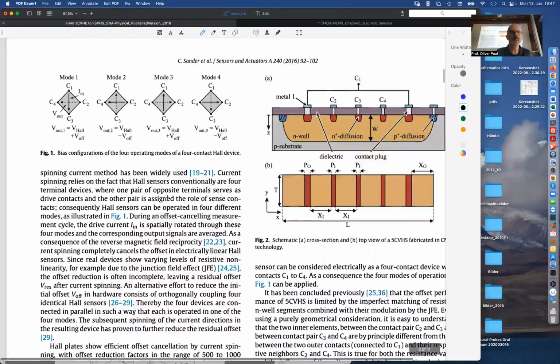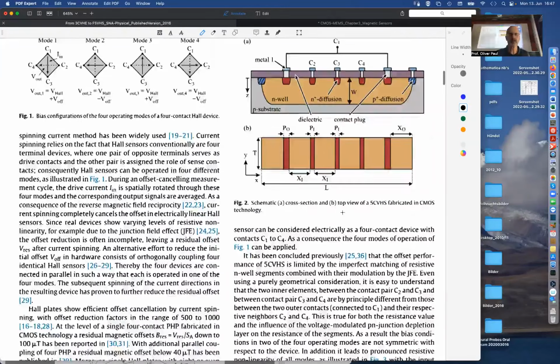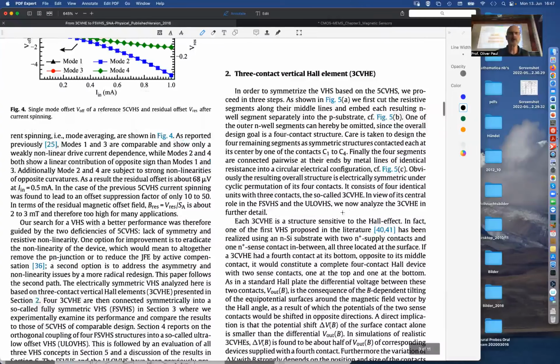I can show that here. So here you have the normal Hall plate with its 4 modes. Now you're totally blasé, you know everything about that. 4-fold rotation, contact switching. Here you have this vertical Hall plate with its inherent asymmetry, because it's not as symmetric. So how do you make this more symmetric?